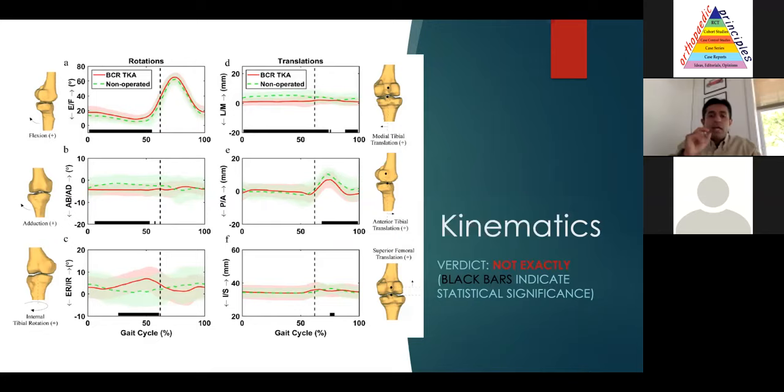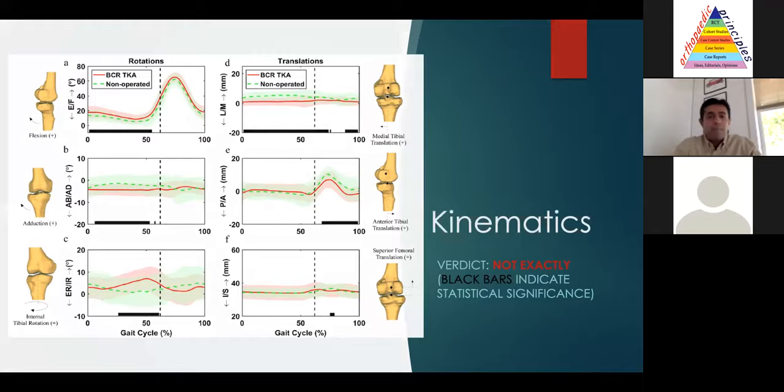And as you can see from this figure, very simply stated, only when it comes to superior femoral translation is the bicruciate retaining total knee the same as a non-operated knee. Otherwise, it really doesn't behave the same as a non-operated knee. So it may not be that a patient, after going through all this, has a similar feeling knee even after you give them a bicruciate retaining design. So it's a little bit humbling in terms of this data.